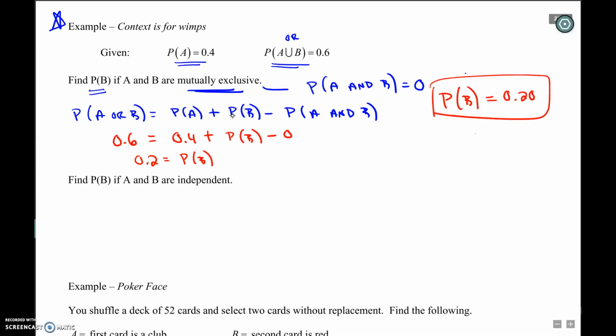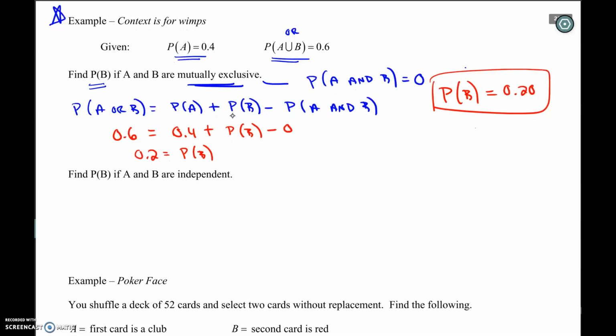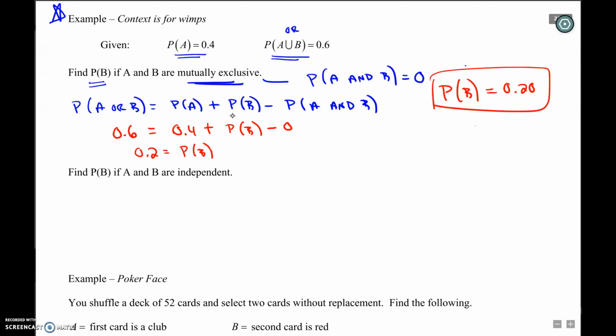All right. Second part. Again, find the probability of B, but this time not if they're mutually exclusive, but if A and B are independent. Yeah, this is kind of a tricky one. I think we're actually going to use the same formula. It's just now this isn't necessarily equal to 0. But what is it equal to? Well, let me write it down.